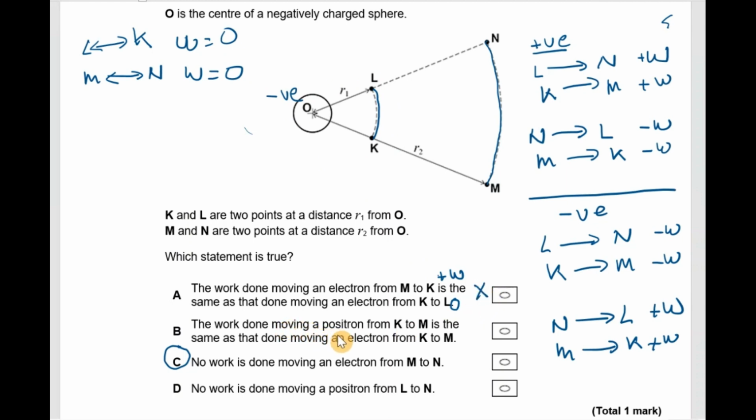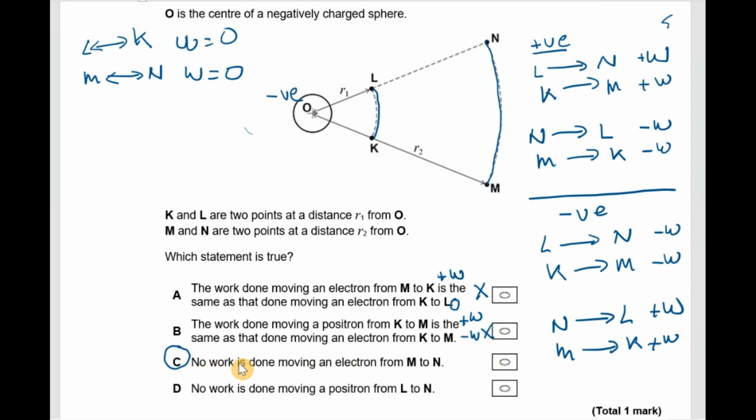The work done moving a positron from K to N, so a positive charge from K to N, well, that's positive work, is the same as moving an electron from K to N. So negative, an electron, moving it from K to N. No, that's negative work, so that's not true either.